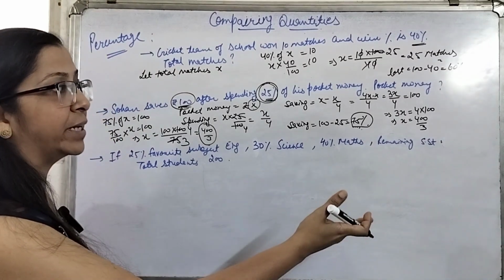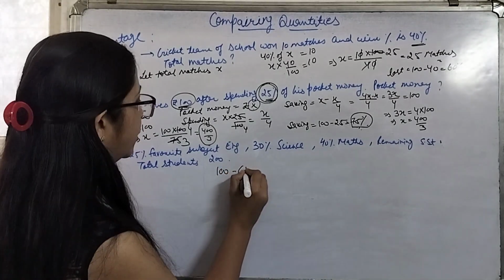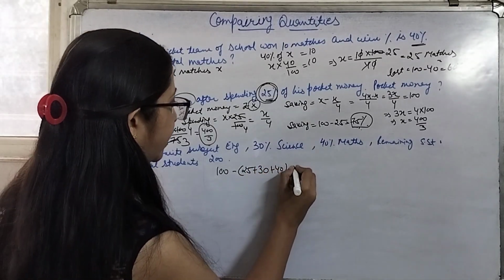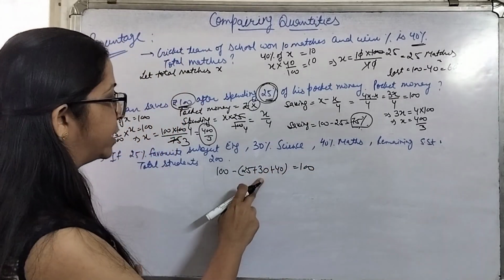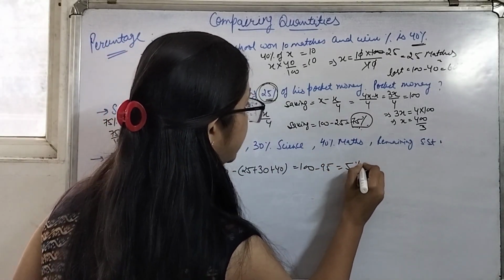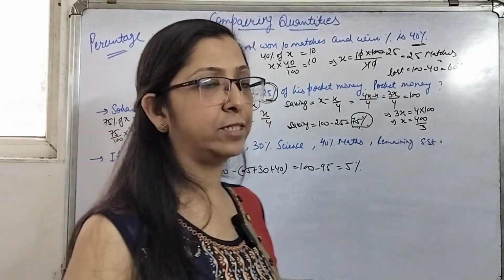So what will be the remaining percentage for SST? It will be 100 minus (25 plus 30 plus 40). That is 100 minus 95, so 5% of the students like SST, or their favorite subject is SST.